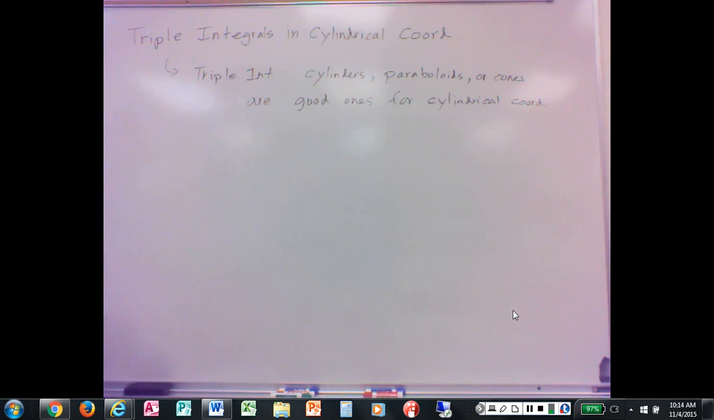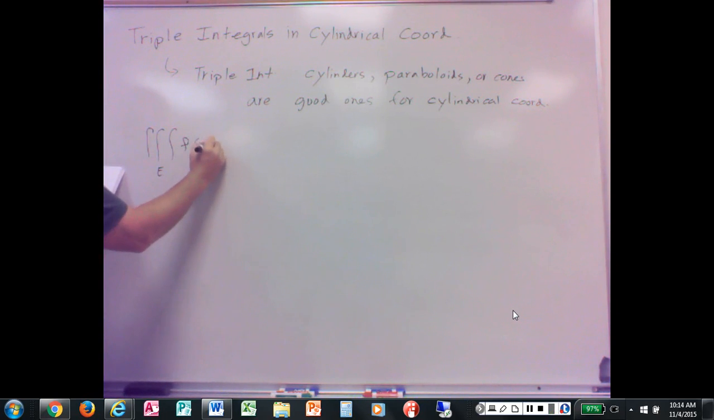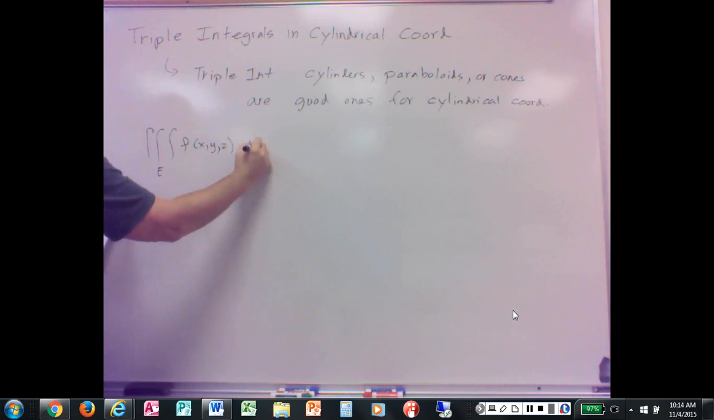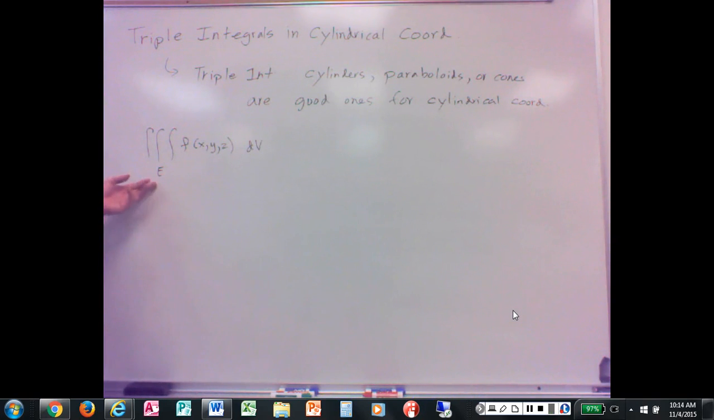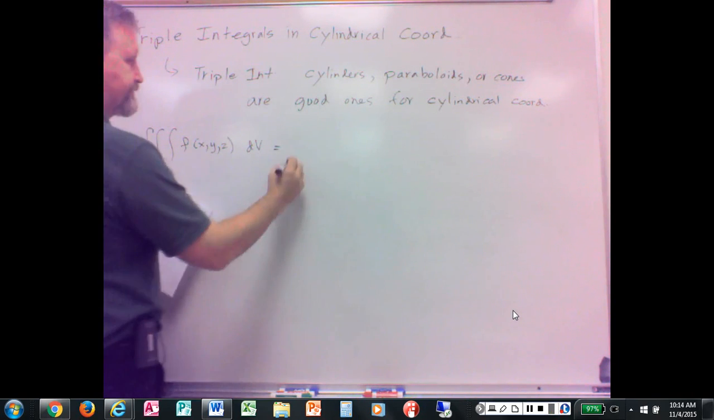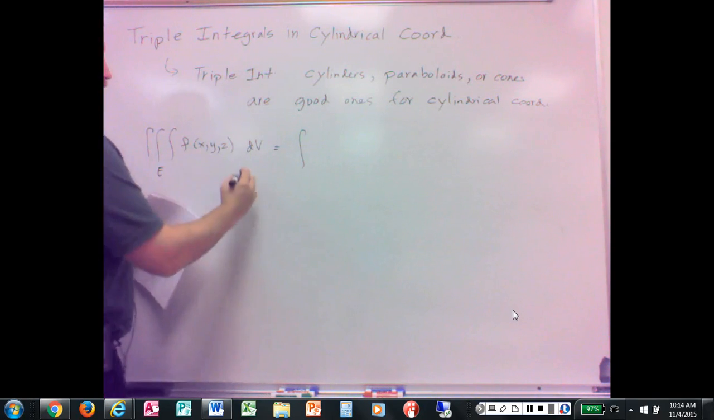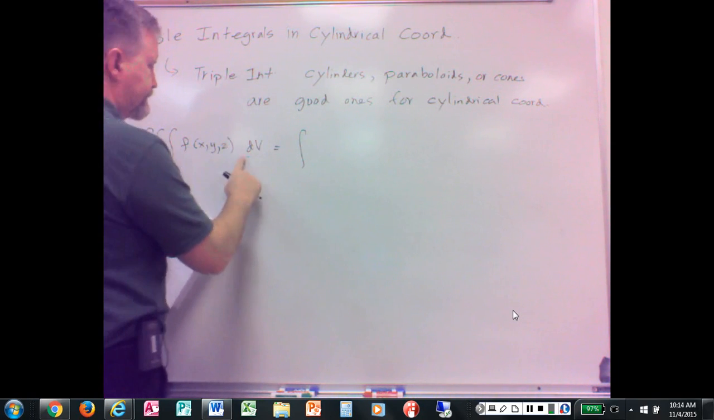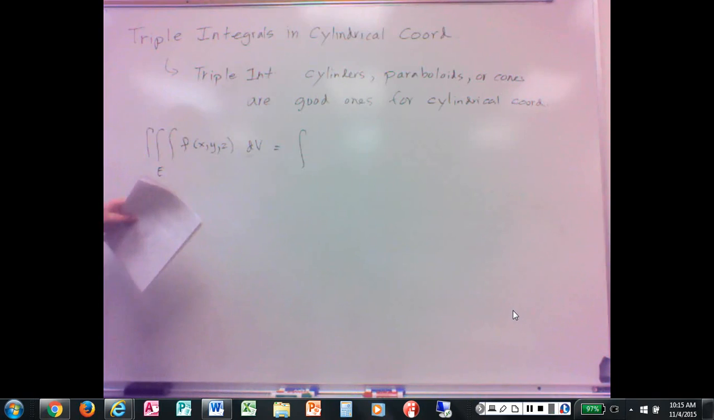The conversion here: if we've got a triple integral over some region E, and like we said, some E somehow involves cylinders or paraboloids or cones, it turns out in cylindrical coordinates, here's what it looks like. So we're going to r, theta, and z.